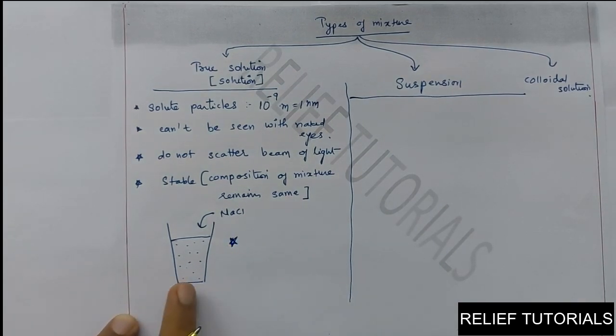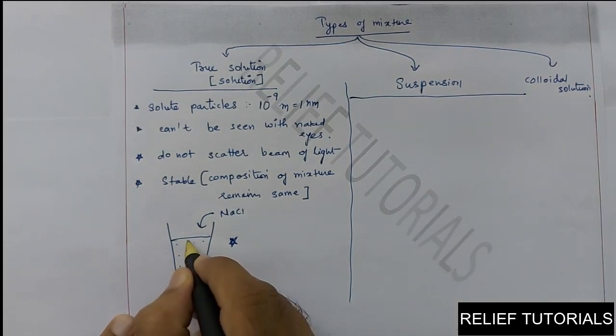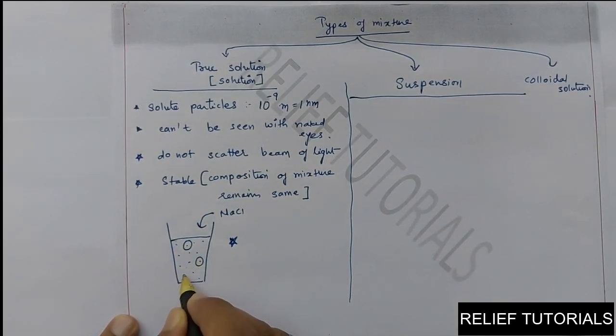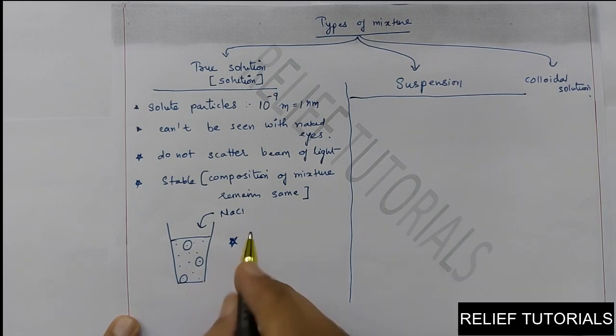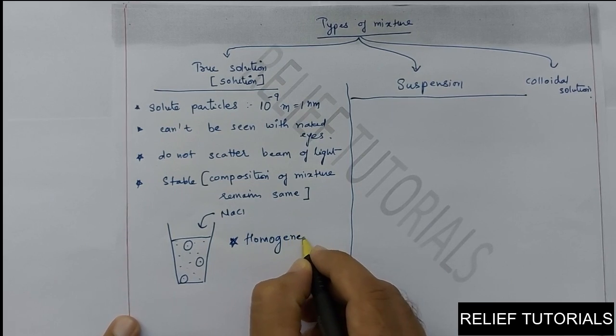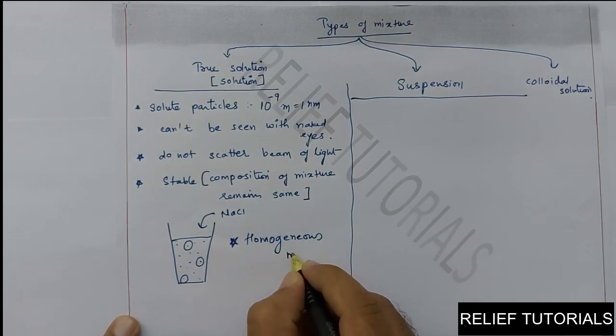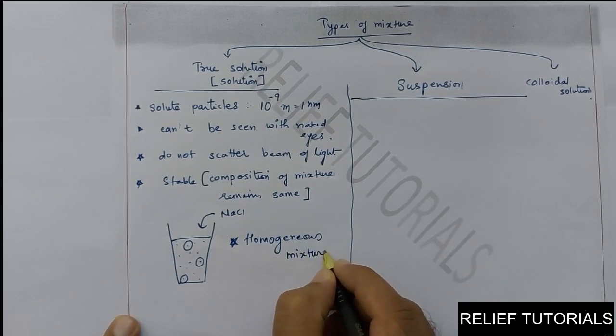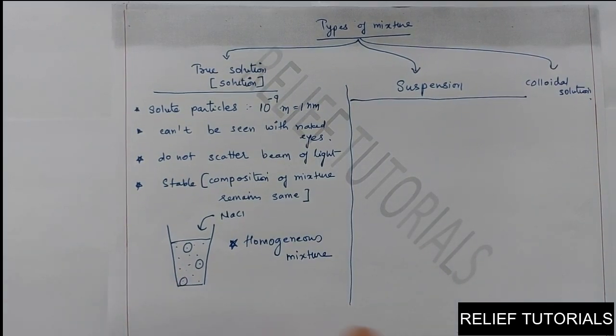In a true solution, the solute particles are distributed equally everywhere. The density of NaCl remains the same everywhere. If you take a sample from the top, the middle, and the bottom, you will find an equal amount of NaCl and an equal amount of water everywhere. That is why a true solution is nothing but one type of homogeneous mixture. Two substances mix evenly everywhere.